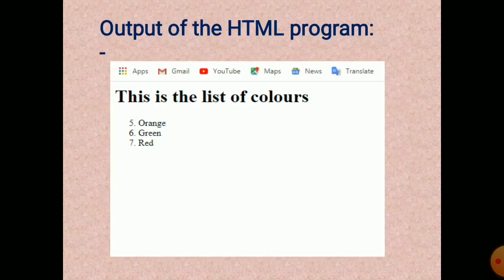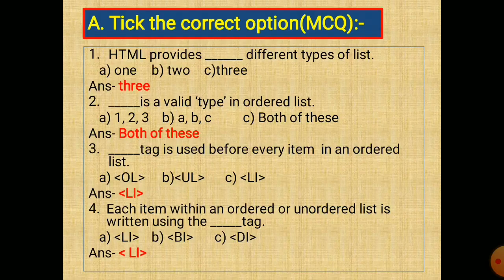Now we are going to discuss one exercise question also. Take the correct option, chapter number 5. So students, with me only you can open your book and mark the correct answer. First one: HTML provides dash different types of list. How many types of list? 3: order, unorder and description. So you have to be clear that there are 3 different types of list in HTML.